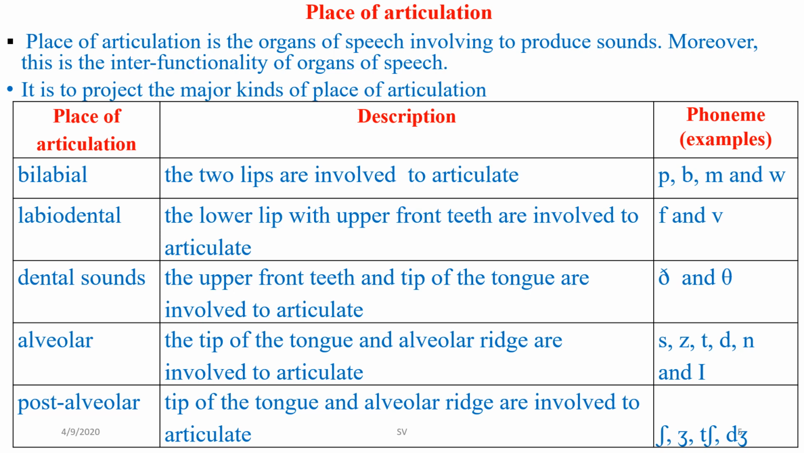Number 4, alveolar. The tip of the tongue and the alveolar ridge are involved to articulate. The examples are s, z, t, d, n, and l. Then number 5, post-alveolar. The tip of the tongue and the area behind the alveolar ridge are involved to articulate. The examples are sh, zh, ch, and j.